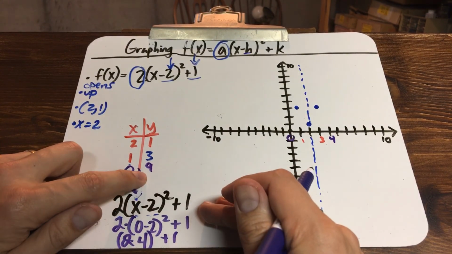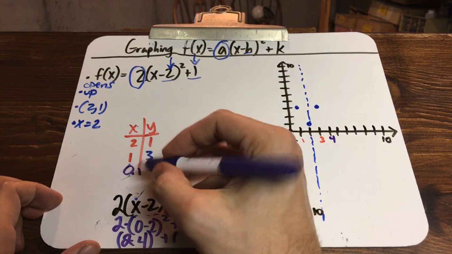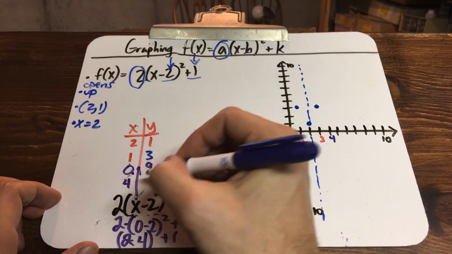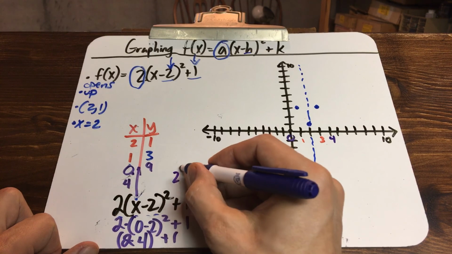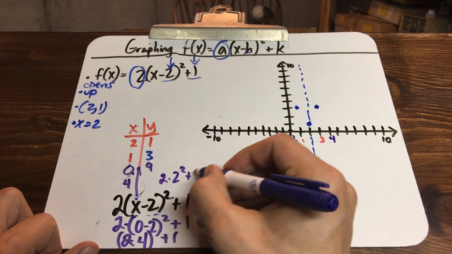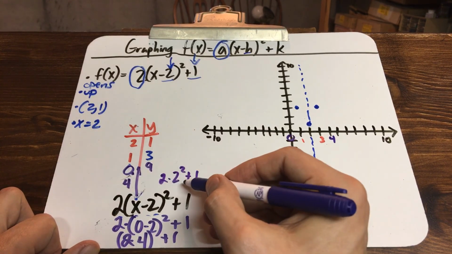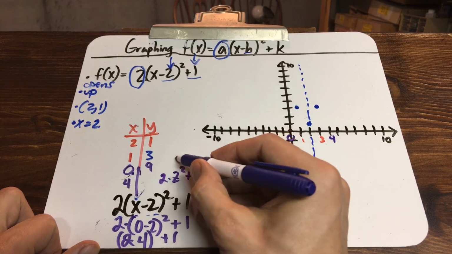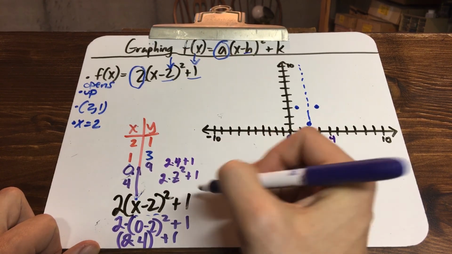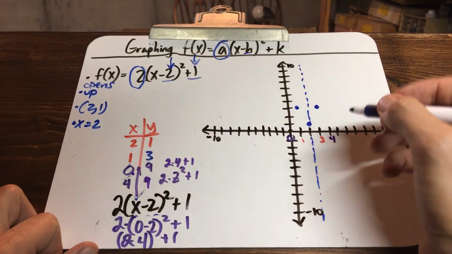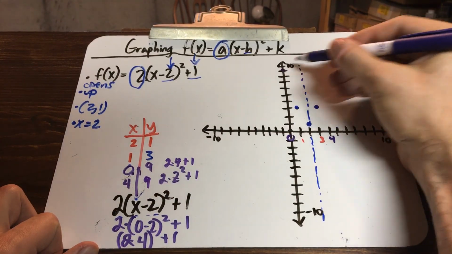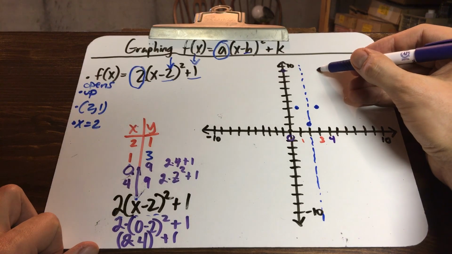If I would have put 4 in here, I should have had the same answer, right? Just for fun, if I had put 4 in here, it would have been 4 minus 2, that would have been 2. I would have had 2 squared times 2 plus 1, right? 2 squared is 4. 2 times 4, 8 plus 1. It would have been the same thing, right? 8 plus 1 is 9. And so 0, 9, and 4, 9, all the way up here. And at the number 4, all the way up there.